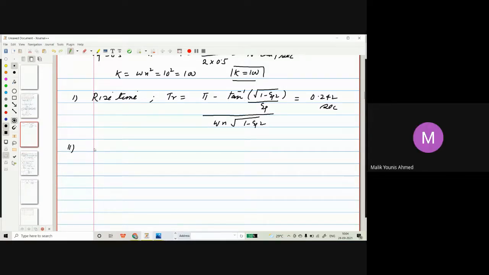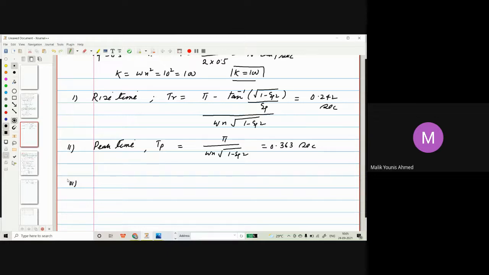Okay, number two is the peak time. Peak time is TP, and that peak time is pi divided by omega n under root of 1 minus xi square, and this you are going to get 0.363. The value of pi is in radians, omega n you have, every value you have, you can substitute the values.